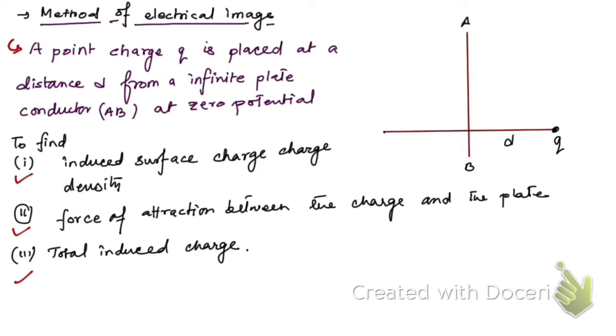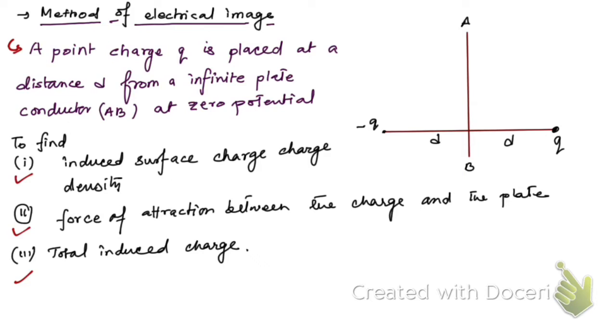how to use the electrical image method. So here we're going to assume that we have placed a minus q charge, at the same distance d from the plate on the other side of the plate, so that it can be regarded as the image of this charge. Okay, this is the image of this q charge. Hope you have understood this.